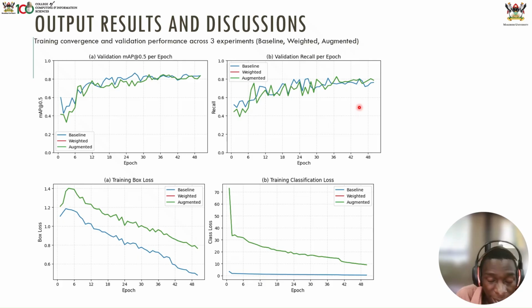The baseline peaks at a mean average precision of 0.87 around epoch 36, but its recall is only 0.71. The weighted and augmented model plateaus at MAP 0.83, but both reach a recall of 0.787. That means we are trading 0.035 mean average precision for 7.7 percentage points of recall. Given that a missed obstacle causes a collision, the trade-off is non-negotiable. So here we really look at recall more than precision.